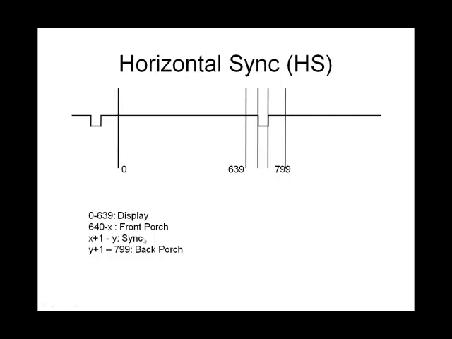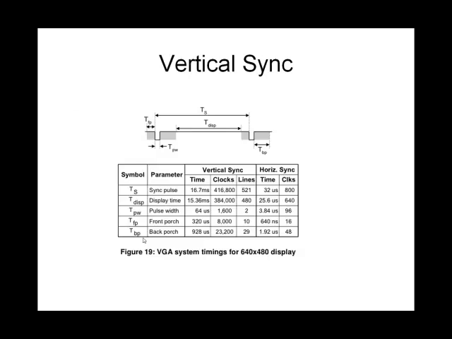Once you've created this counter that counts from 0 to 799, the first thing you'll want to do is to create decoding logic that determines the value of sync, determines what values of the counter the sync should be low. After creating the horizontal sync, the counter and the sync decoding logic, you'll also need to do the same thing for the vertical sync.